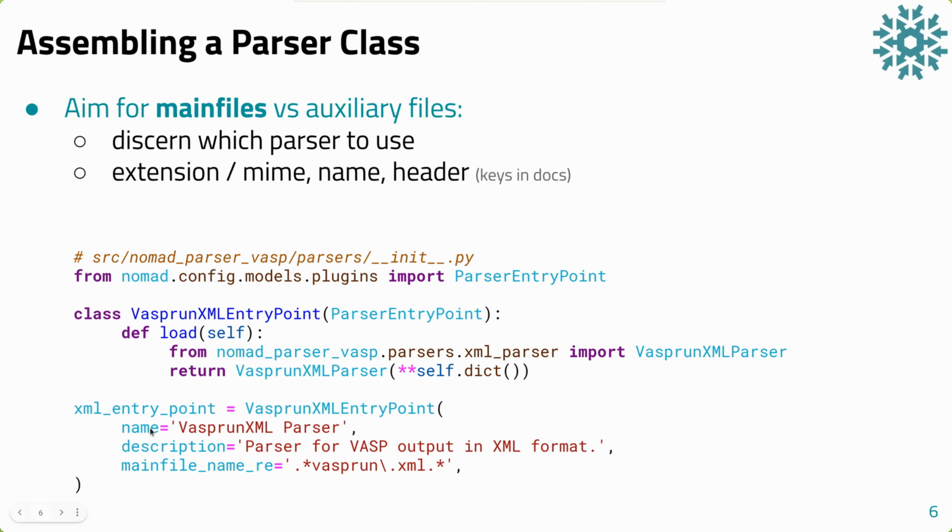So this registration gives some general descriptions of the parser, how you want people to essentially find it. What is most important are these registration fields that target the specific main files. You can find, again, all of these keys in the documentation.